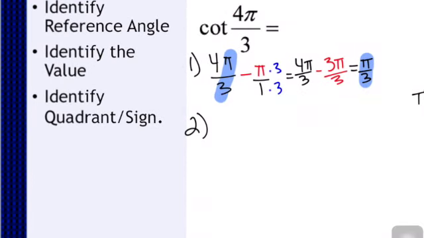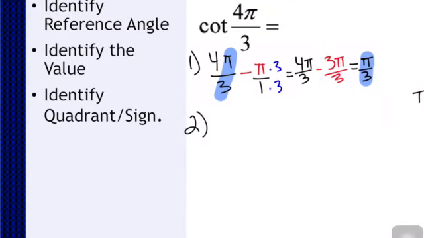All right, second step, now I need to identify the value or values, right? We should probably add an S, right? Because we can have an X and a Y value like we do here, right? Cotangent, we know, is going to be the X value divided by the Y. So let's go ahead and find the X and that Y value of pi over 3, right?